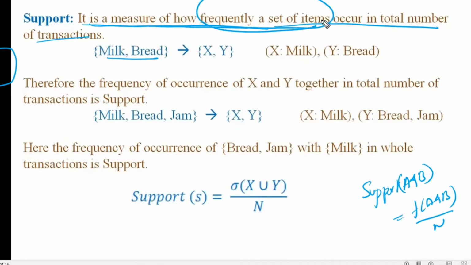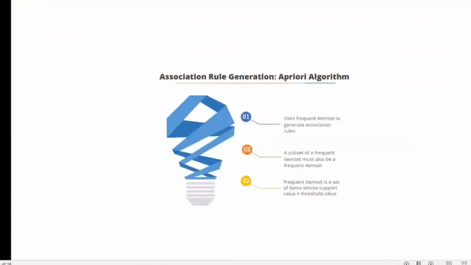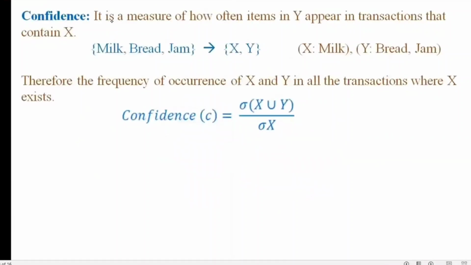You are not working on a single item, but a set of items that occurs in the total number of transactions. For example, you are checking milk, bread, and jam. This entire set is considered as one, and you check how many transactions have milk, bread, and jam out of the total. Indirectly you are calculating the probability only, but here it is called support. Now next we have confidence. Confidence is the measure of how often the items of Y appear in the transactions that contain X.